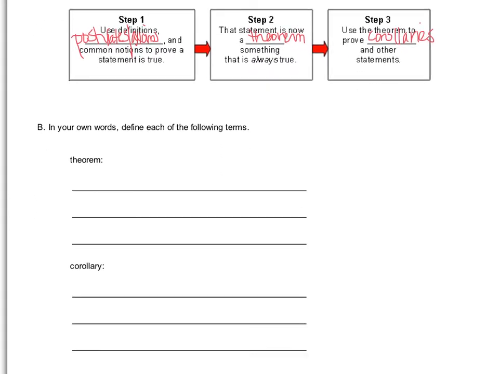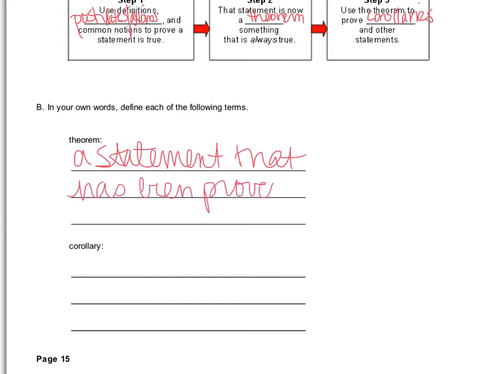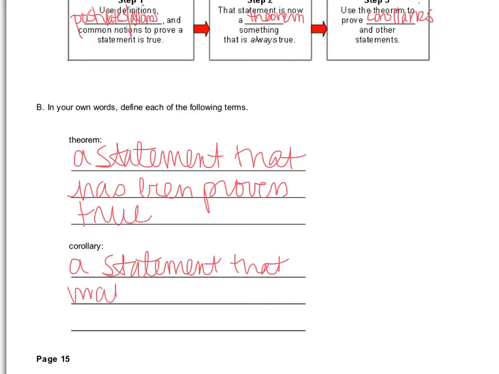So if we were trying to define a theorem, we've already talked about the official definition, but if we were trying to put it in our own words, we would probably say that it is a statement that has been proven true. That's all a theorem is. It's a statement that has been proven true. And a corollary is a statement that makes sense based on a theorem.